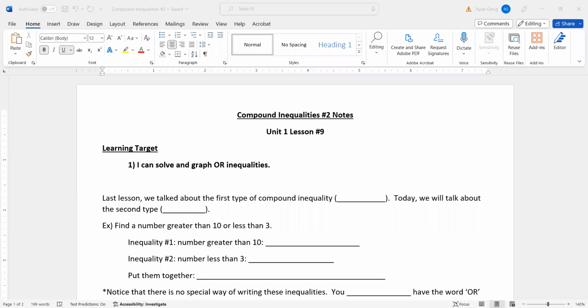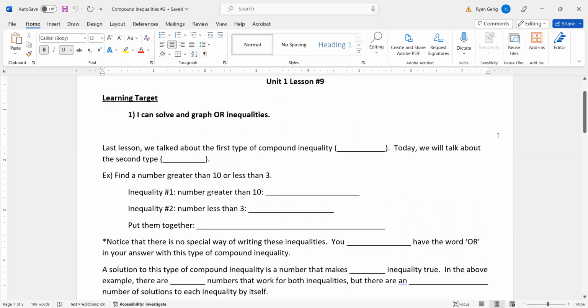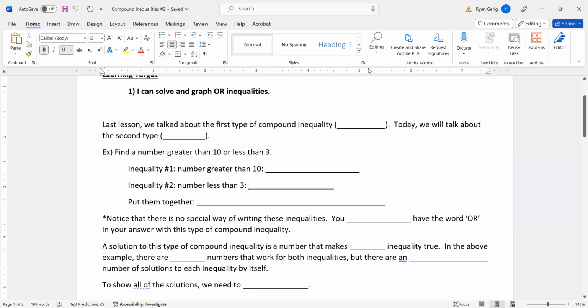Congratulations, you have made it to the end of Unit 1. We're on the last lesson, Compound Inequalities number 2. We referred to it in lesson number 8. We did "and" inequalities. It was the first type of compound inequality. Now we're going to do the second, and if you remember, those are "or" inequalities.